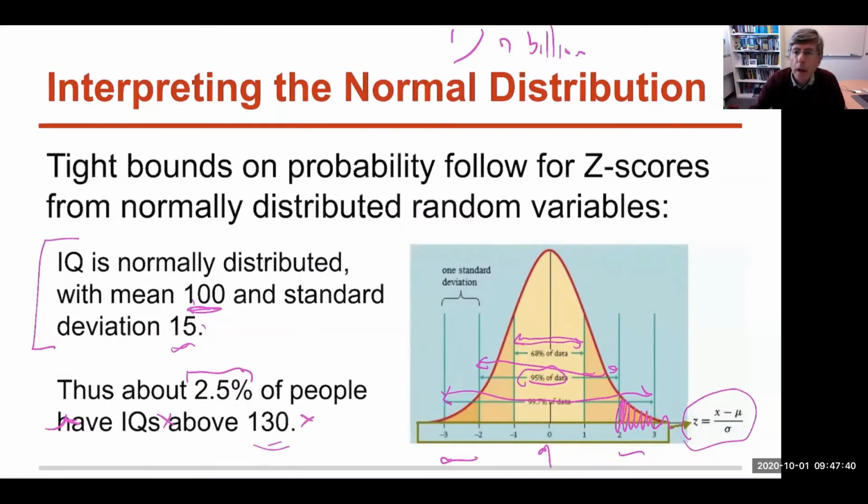Okay, and last class we started talking about the normal distribution. We started talking about statistical distributions, and that's what I'd like to continue on today.